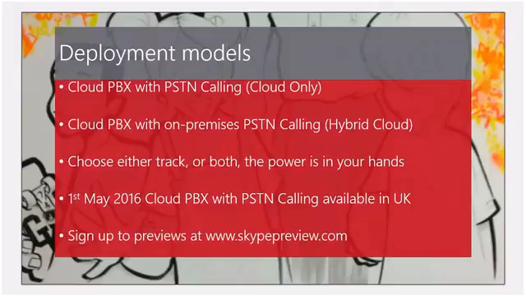The second deployment option is hybrid cloud, or Cloud PBX with on-premise PSTN calling. This is where users are located in Office 365 and consume Skype for Business Online services. However, instead of Microsoft as your ITSP for access to the PSTN, you use your existing on-premise PSTN connections.